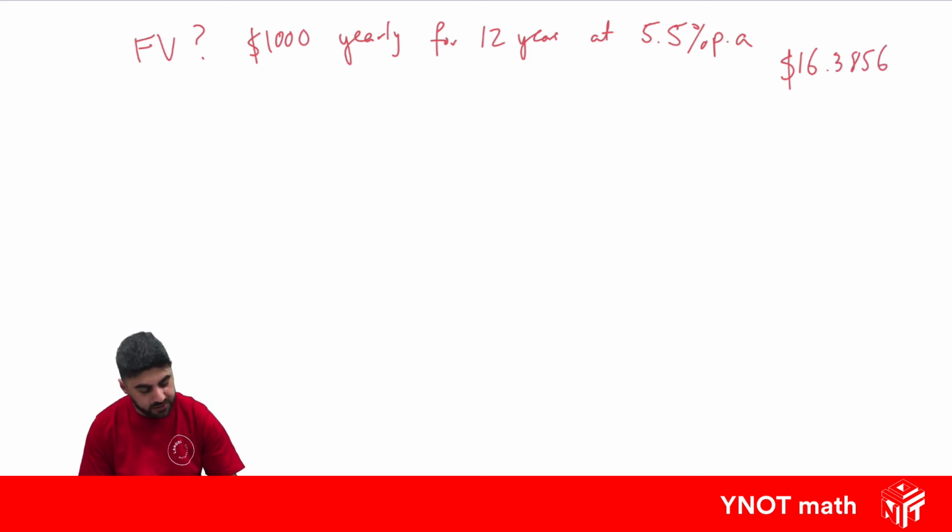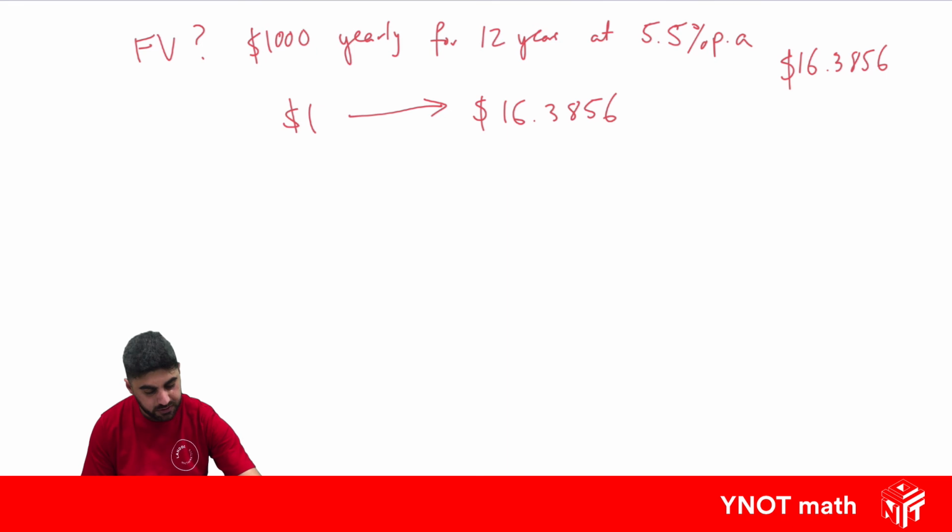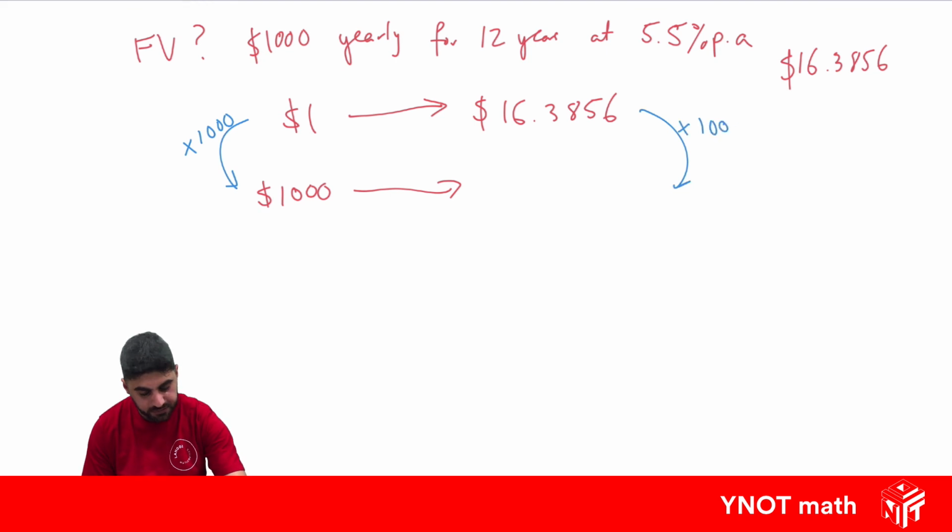and what that value off the table represents is that's for a dollar annuity. So for a dollar annuity for 12 years of 5.5% per annum, it's going to be worth $16.3856. So what's it going to be worth for $1,000? Well, to go from 1 to 1,000, you just multiply by 1,000, and we can do the same thing on this side. Because it's basically just our annuity multiplied by the value in the table.